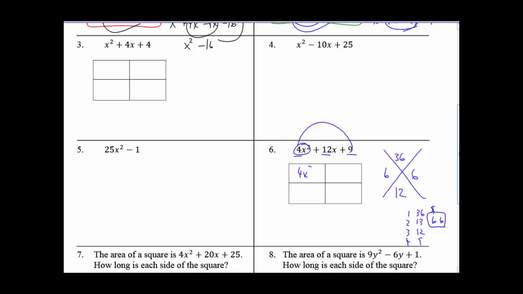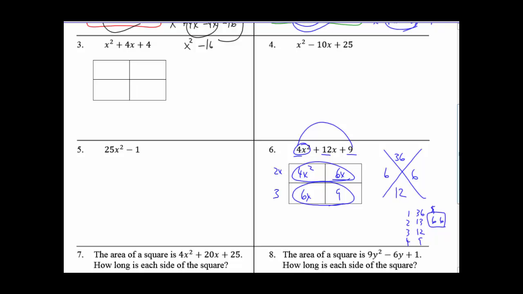We're going to put 4x squared. 9 goes in the bottom right. And then we're going to make this 6x and 6x. Whichever way you go, let's go just horizontal again. What goes into both 4x squared and 6x? 2x. What goes into 6x and positive 9? Hopefully you're thinking a positive 3.